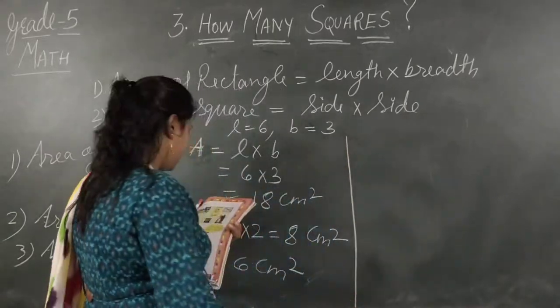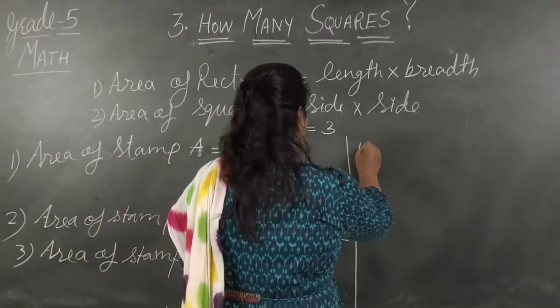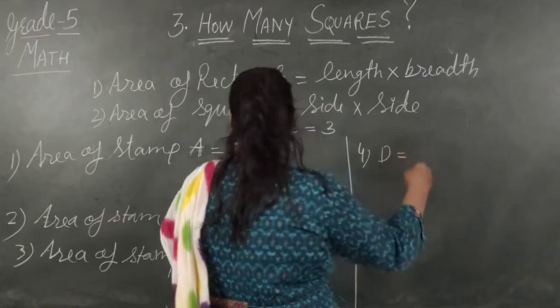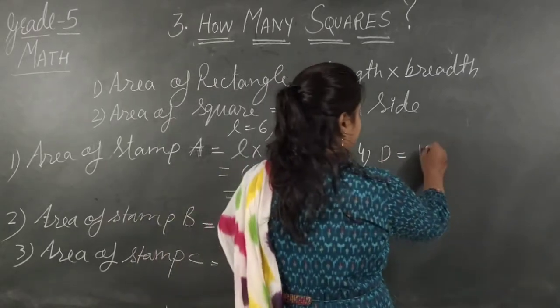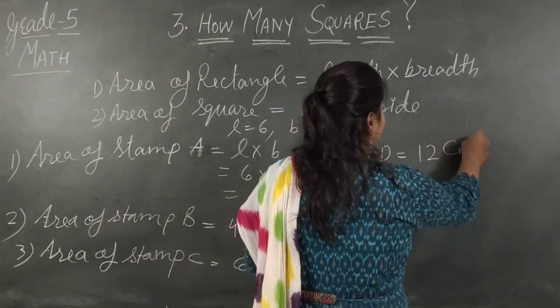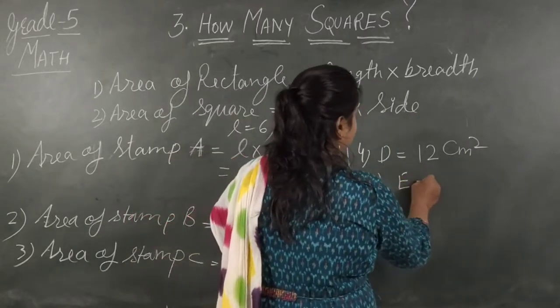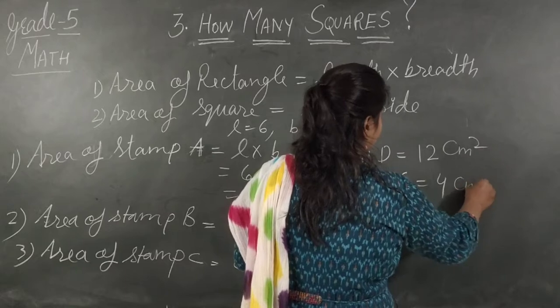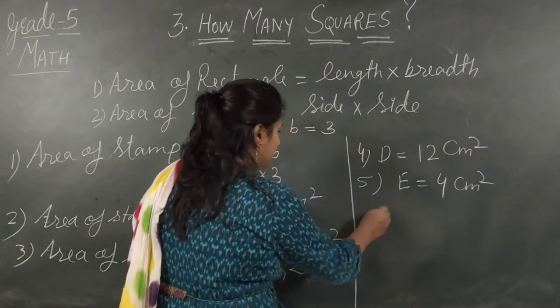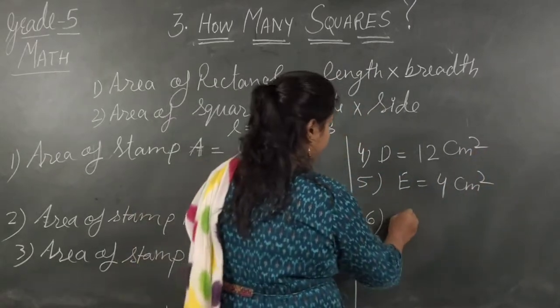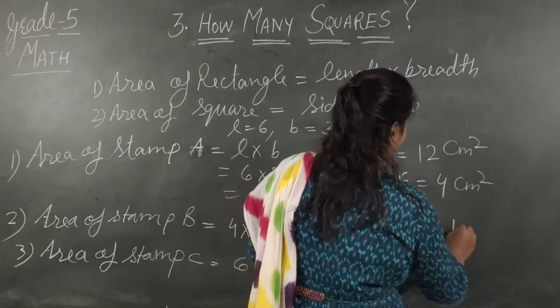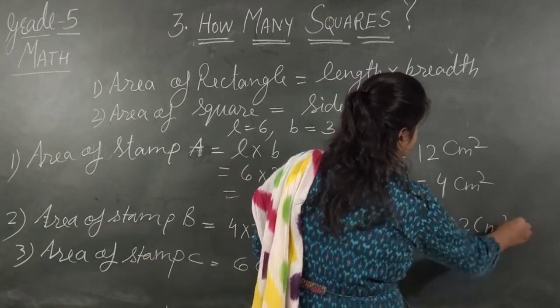Now go for the stamp D. To find the area of stamp D you just have to count, so you can write 12 centimeter square, and 12 squares are there in stamp E. You can count easily 4 centimeter square or 4 squares are there in stamp F. In stamp F also having the 12 centimeter square.